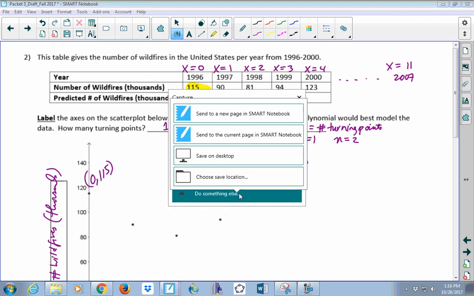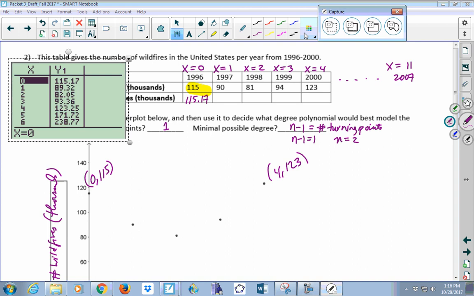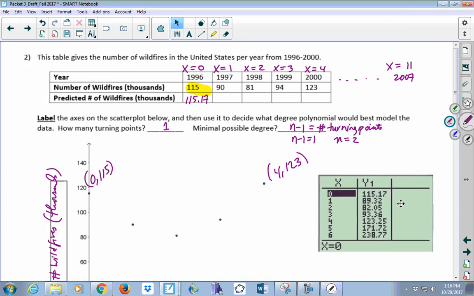Do something. What do we want to do? Send it to a new page, send a current page. There we go. All right, let's put that up there. All right, so here's our table of values.